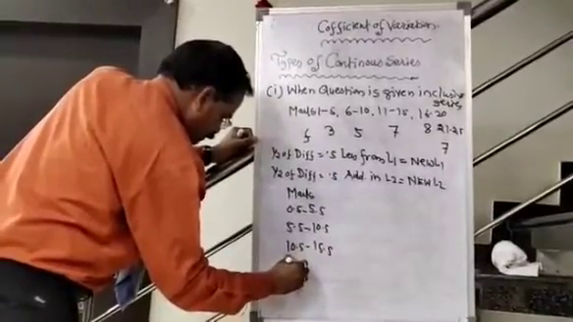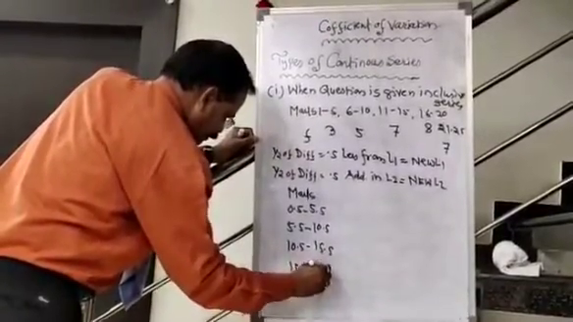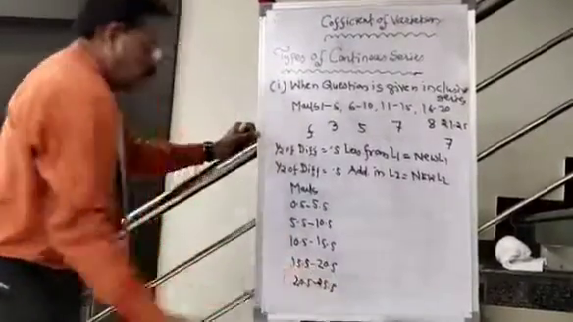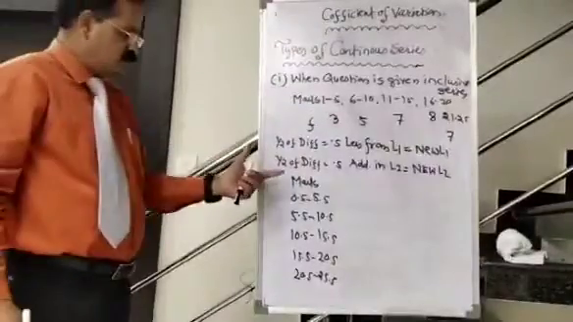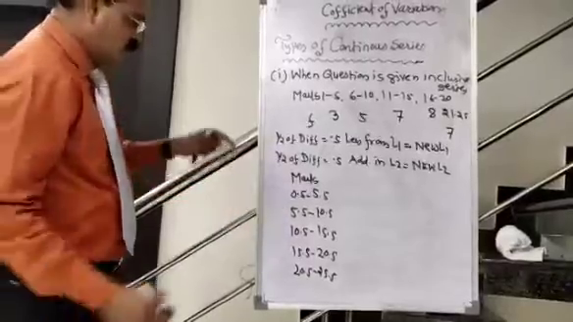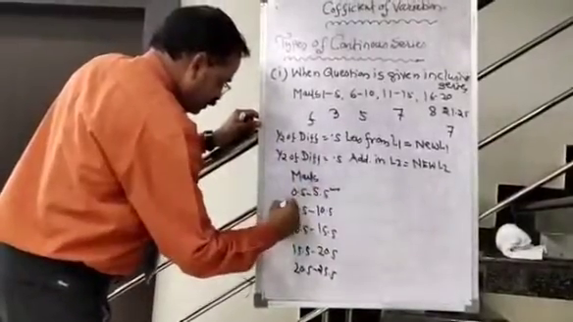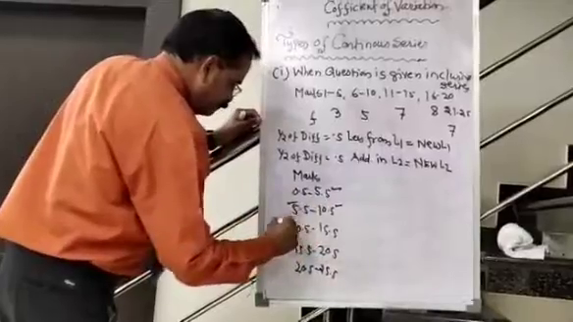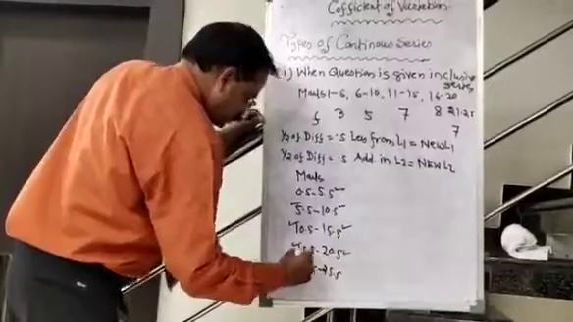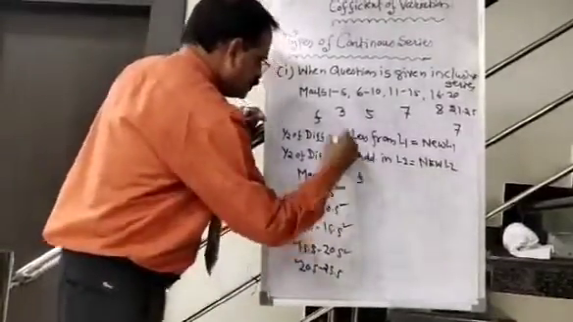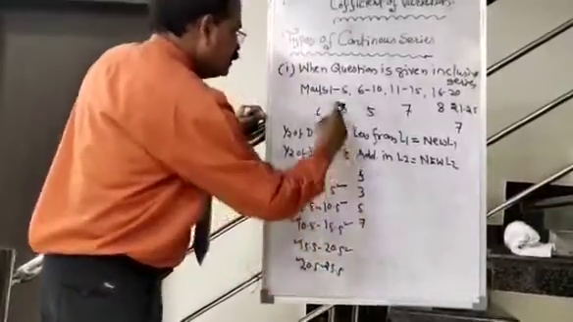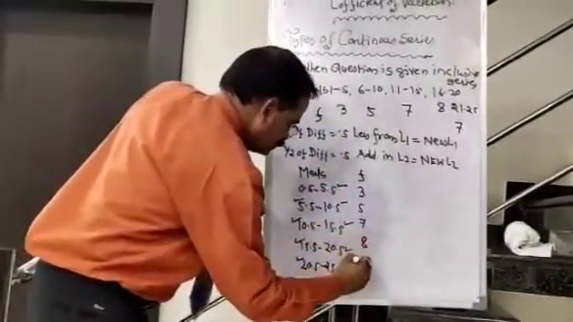15.5 to 20.5, and 20.5 to 25.5. So the recognition of exclusive series is every L2 will be same next L1. So here 5.5, here 5.5, 10.5, 10.5, 15.5, 15.5, 20.5 and 20.5. After that we should write frequency as it is 3, 5, 7, 8, 7.